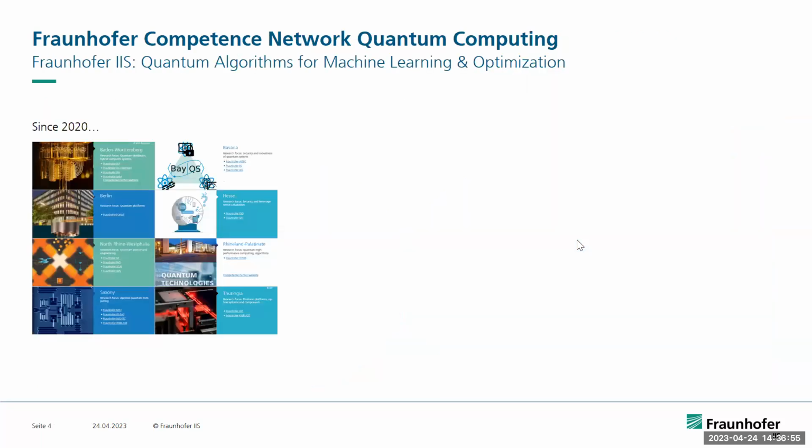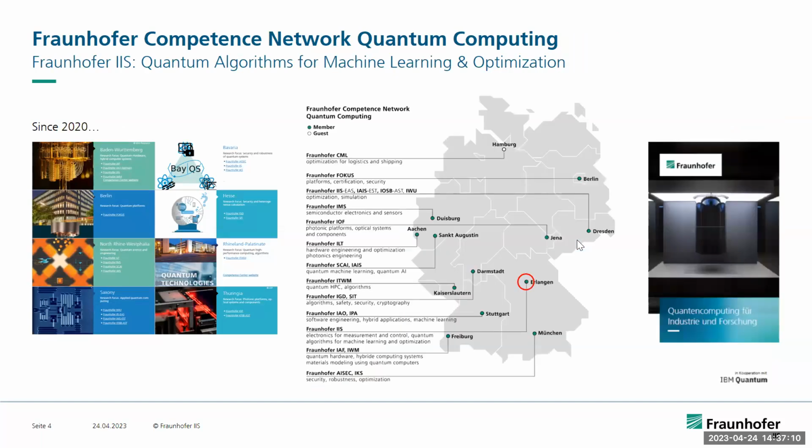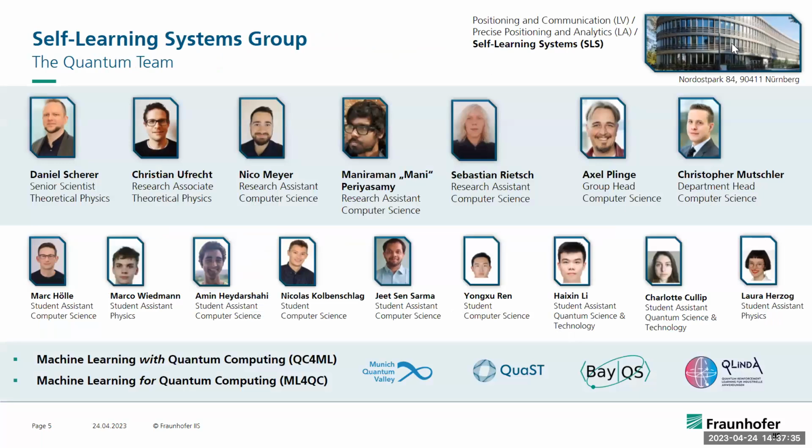Since 2020, a competence network for quantum computing has been established, where Fraunhofer IIS is also part. Several institutes in Germany started to build up quantum computing groups. We have a partnership with IBM, which gives us access to the IBM system close to Stuttgart, and I can show you later results from experiments we did on this hardware. Our group currently has 5 full-time employees working on quantum computing, with a background that is a mixture of computer science and theoretical physics.